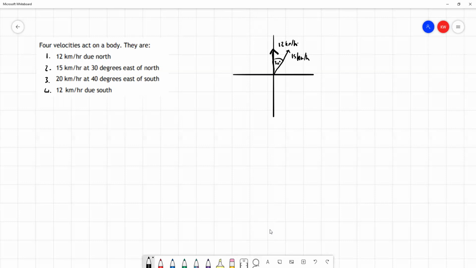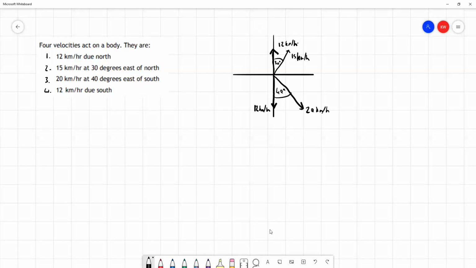We've got a third vector, which is at 20 kilometers per hour at 40 degrees east of south. So that means pointing south, we're going to move anti-clockwise towards the east. Roughly about here, we'll have a vector. This is not obviously a scale diagram, so I'm just drawing these things in to get a rough proportion of where they're heading, and a bit of a reminder to make sure that all of my calculations are pointing in the right direction. And lastly, we have a 12 km/h vector due south. So these are our four vectors.